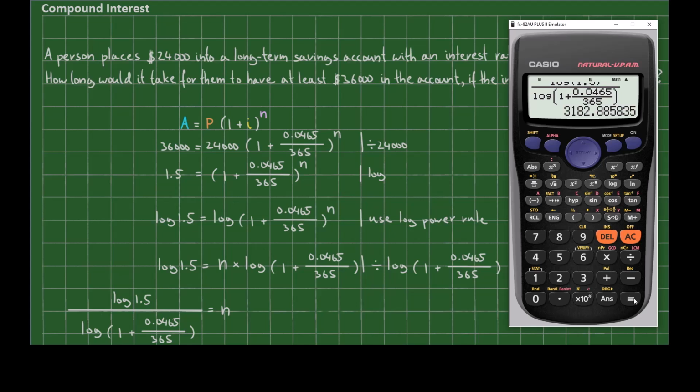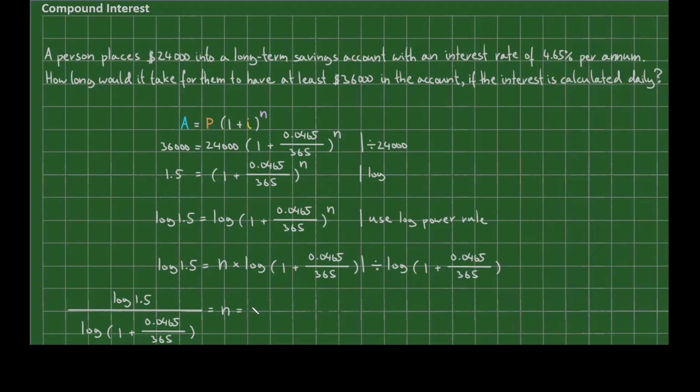And here we go. We have a result. I'm going to round it to the nearest whole day. And so we can say that it will take 3,183 days for the initial 24,000 to mature into $36,000.